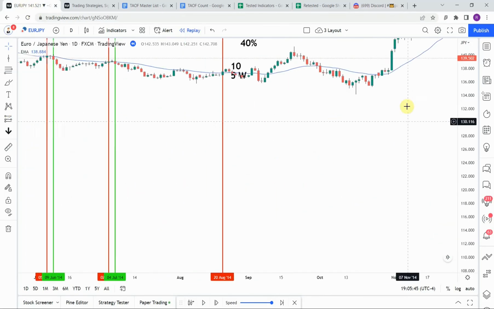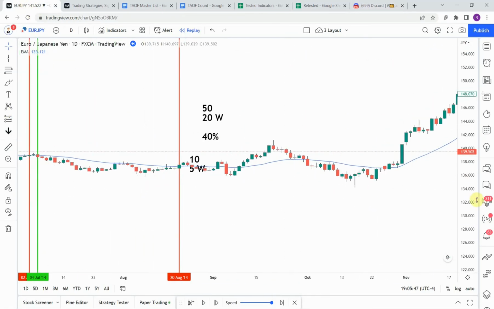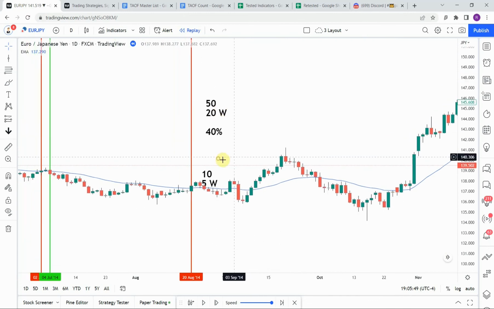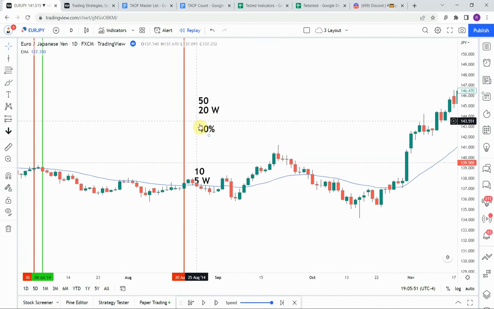All right, so back to our indicator here. So we did the 50 trades, and out of those 50 trades, we were able to get 20 winners. So that puts us at a 40% win rate.